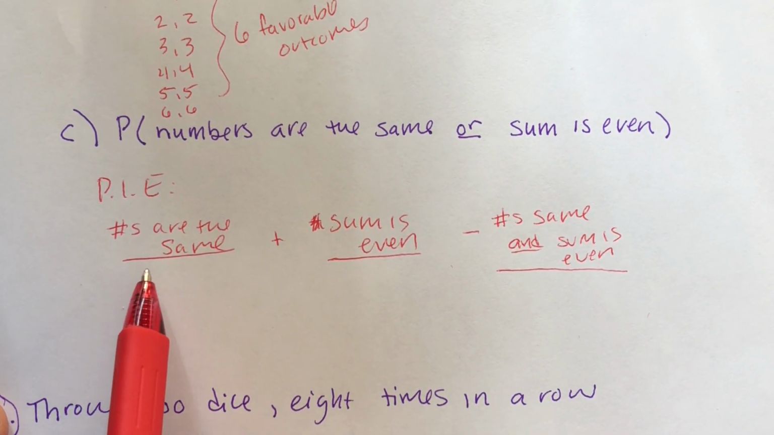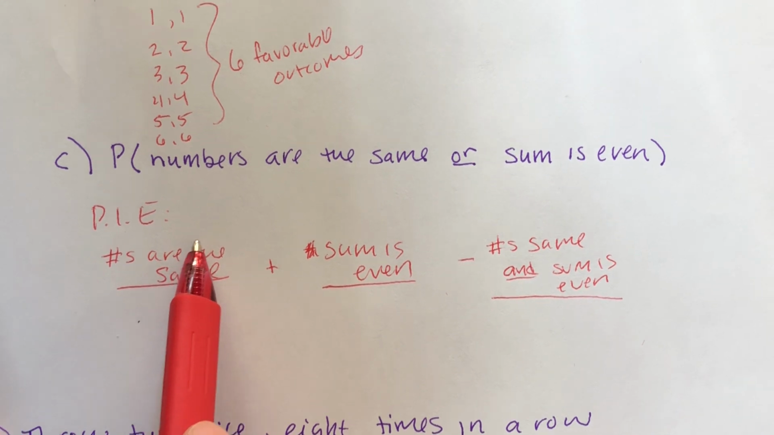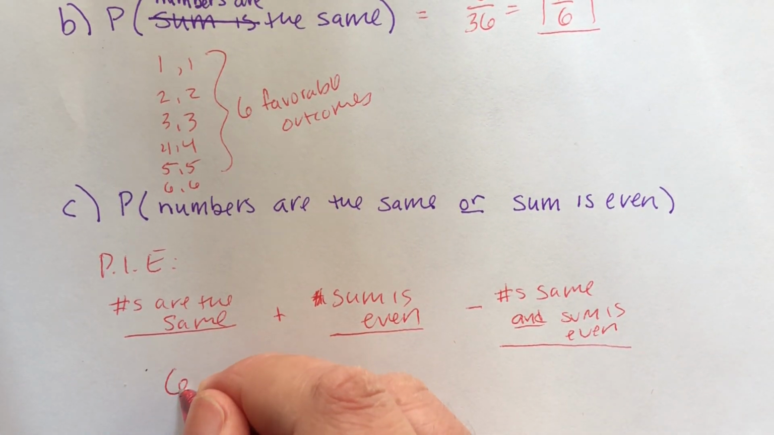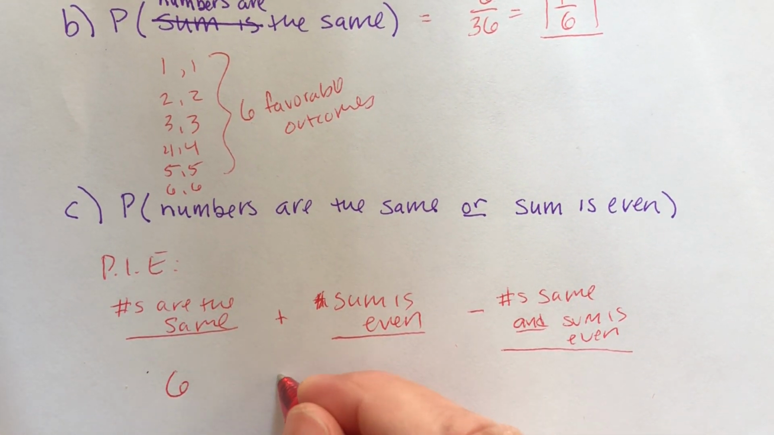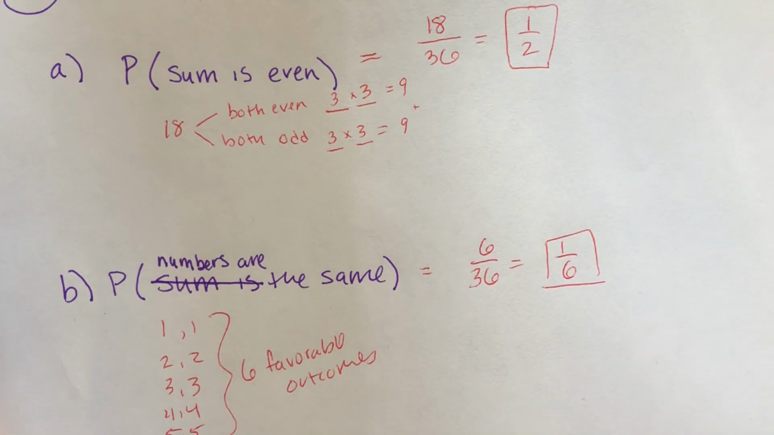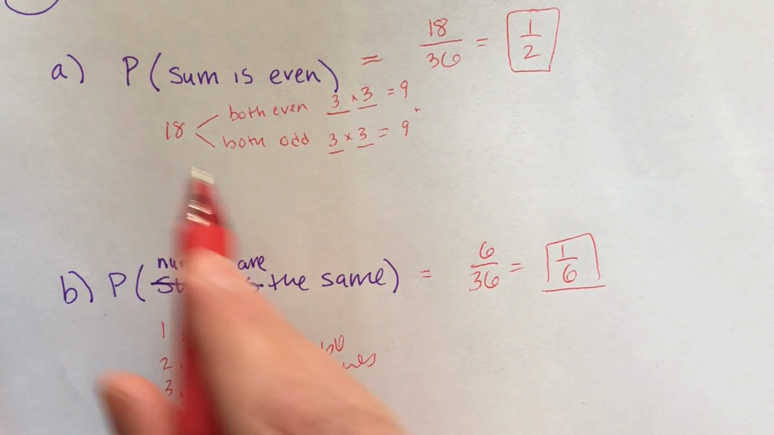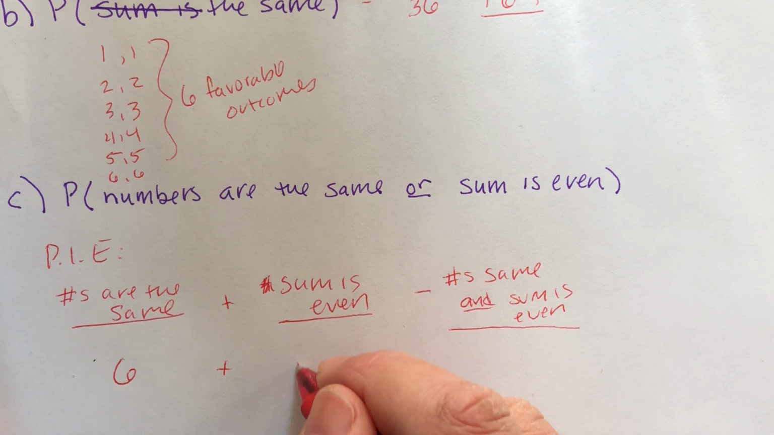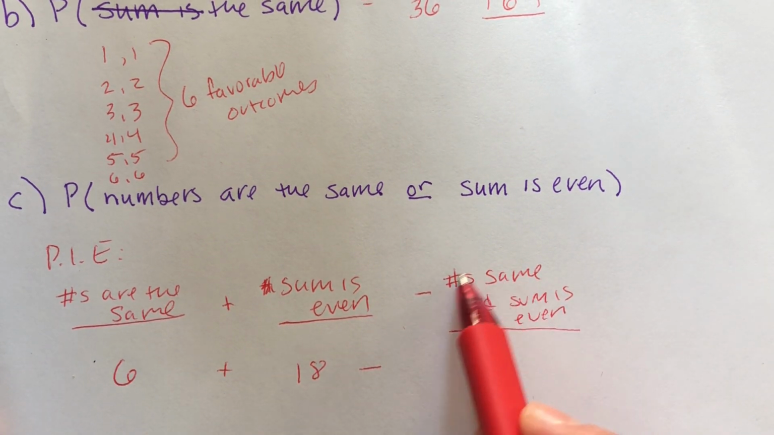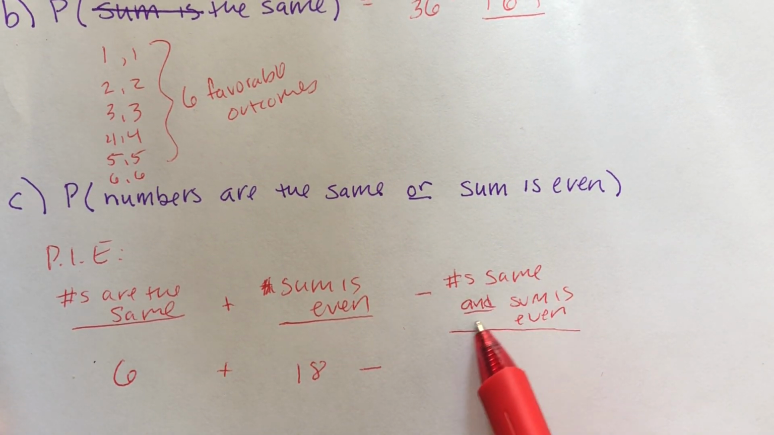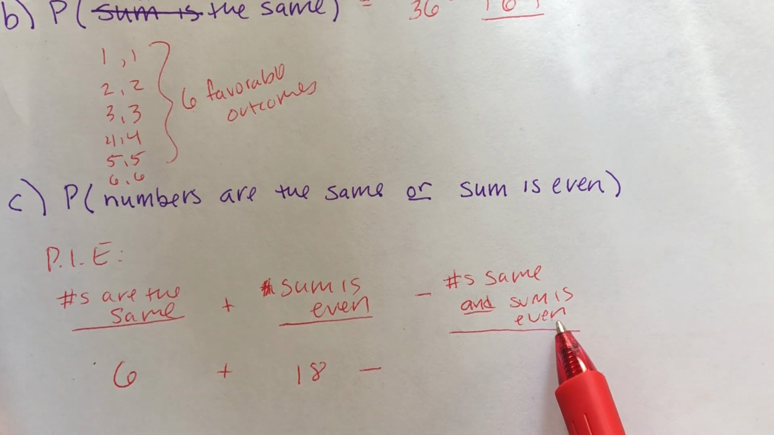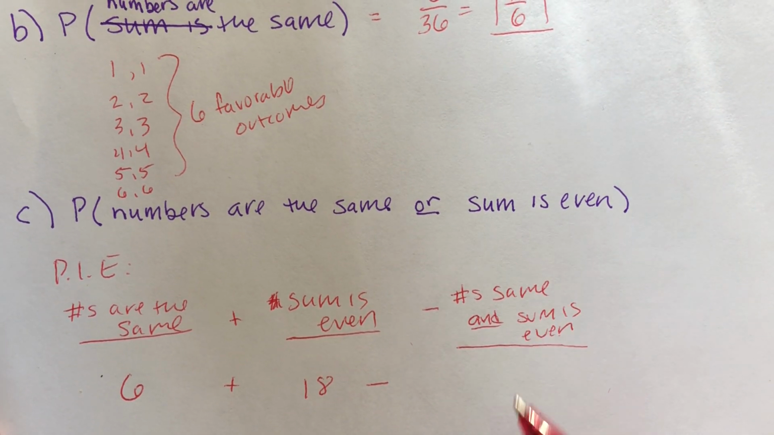Okay, so how many outcomes have the numbers the same? We did that in part B, it's 6. How many of the outcomes satisfy that the sum is even? We did that in part A, there were 18 outcomes there. Now we're going to subtract how many of those satisfy that the numbers are the same and that the sum is even. So how many satisfy both?